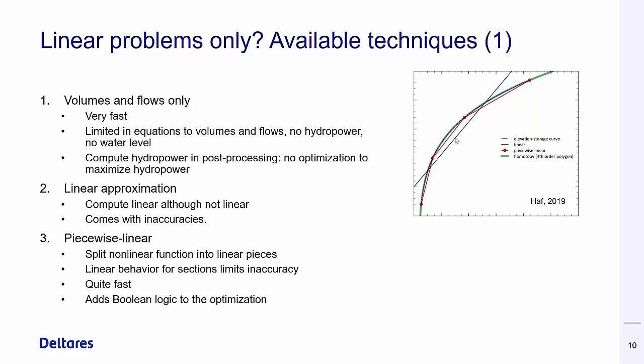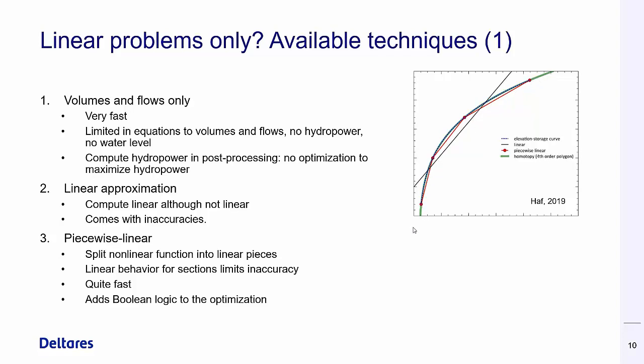Yeah, this is not exactly the same. And a bit better is when we use piecewise linear approximation. Here, these red lines. Then we split the nonlinear function into linear pieces, and we apply linear behavior for sections. This limits the inaccuracy, but it's still a bit inaccurate. And it's quite fast, but this brings us into another issue because it adds Boolean logic to the optimization. Yeah, and this is the subject of the next slide.